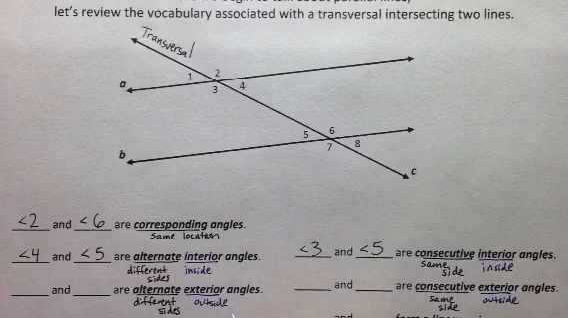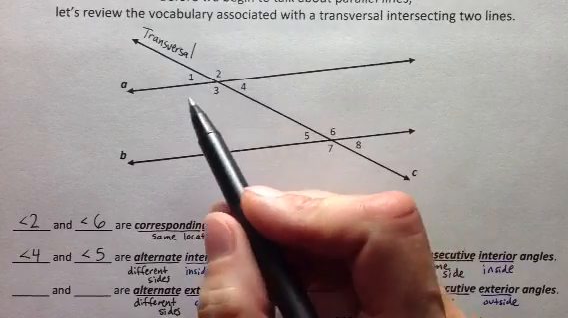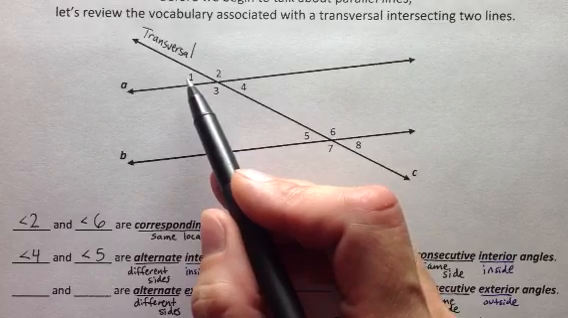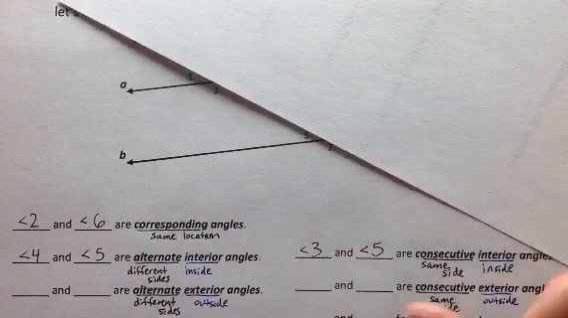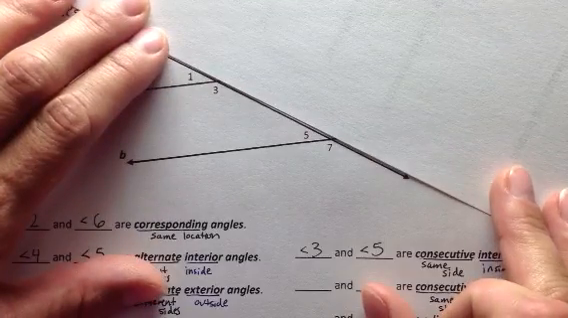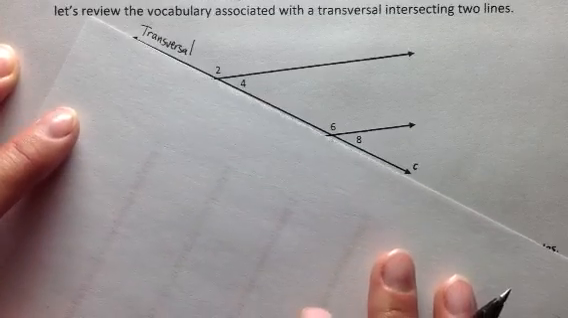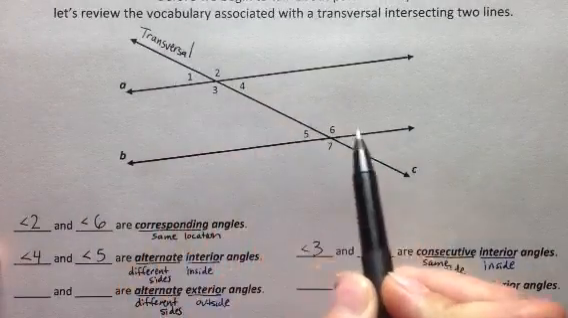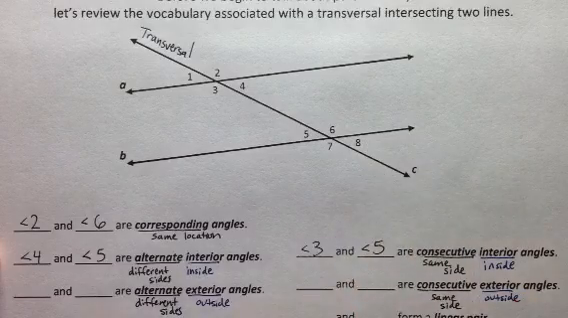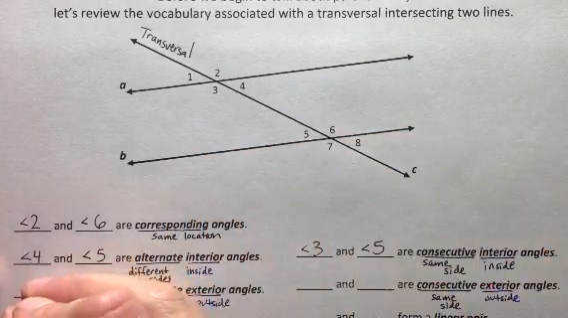Okay, alternate exterior, same idea except now we're on the outside. Okay, so angles 1, okay, that's on this side of the transversal, angle 1, and then when I look in the alternate side of the transversal, on the other intersection, down here I get angle 8. Okay, so angles 1 and 8 are alternate exterior, or angles 2 and 7.